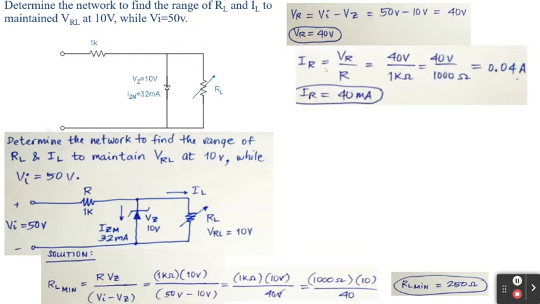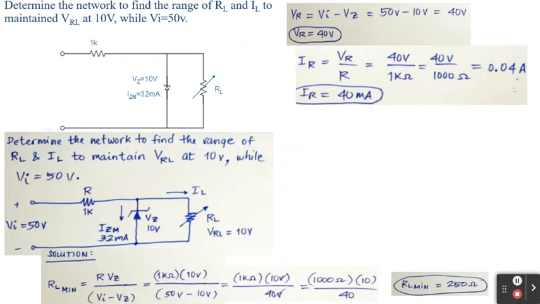For IR, Ohm's law, again, V over R, or VR over R, we got 40 volts from the previous calculation here at the top, divided by 1 kilo ohm. Take note that you may change the kilo ohms to ohm. So 1 kilo ohm here becomes 1000 ohms. So when you divide 40 volts divided by 1000 ohms, we will be getting 0.04 amperes.